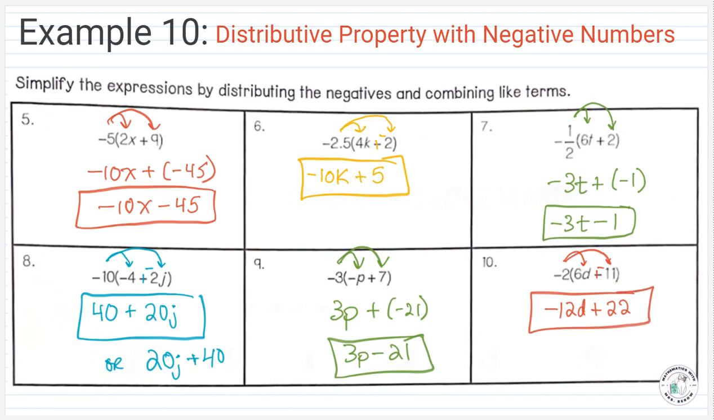So again, my advice, if you have subtraction going on the inside, to just take the time to rewrite it as adding the opposite, and then distribute the negative number to everything that's on the inside.